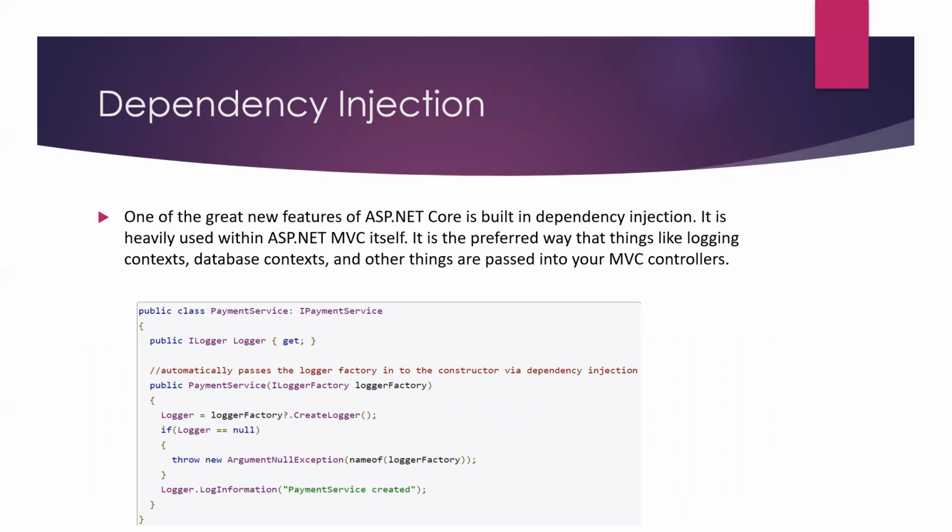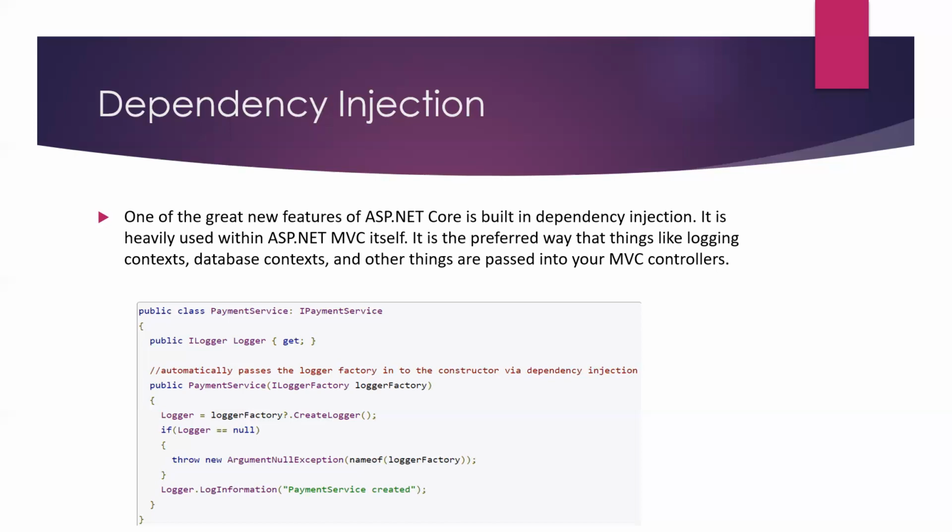But now the good news is that in .NET Core we don't have that. As I said, it's within ASP.NET MVC itself. It is the preferred way for things like logging context, database context, and whatever classes you create. You just have to make sure that you register them in Startup.cs, in the ConfigureServices method. You provide the interface along with the class name, and this will help you have the object created and ready for you.